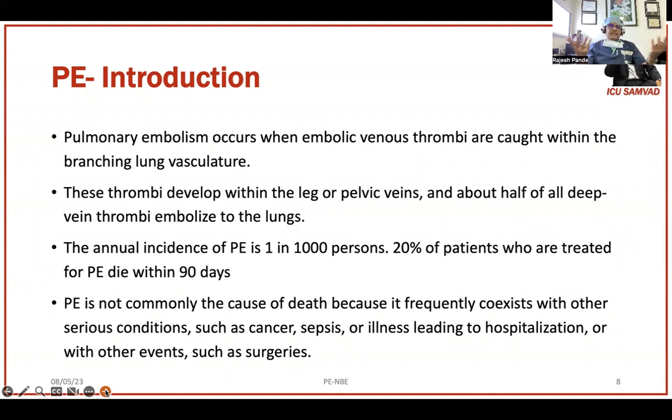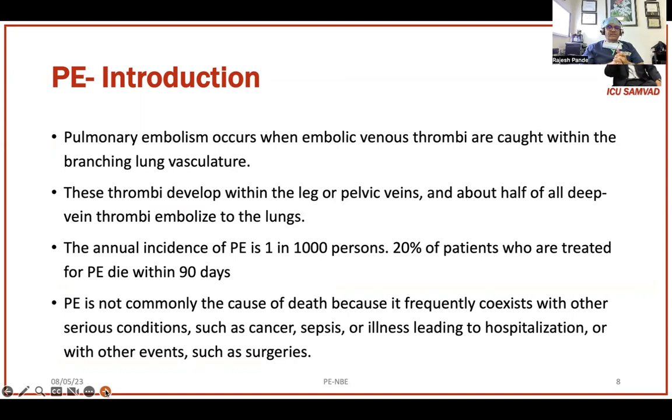So these were the two extreme cases that you saw. So let's learn about pulmonary embolism. As the name suggests, it occurs when embolic venous thrombi are caught within the branching lung vasculature, that is the pulmonary artery vasculature. These thrombi generally develop within the leg or pelvic veins.